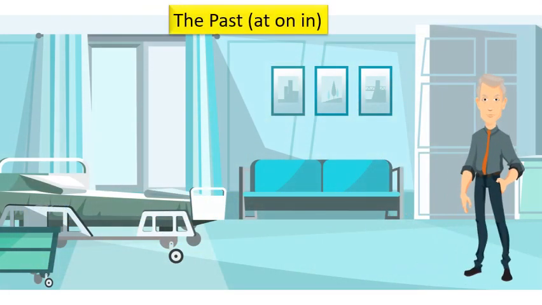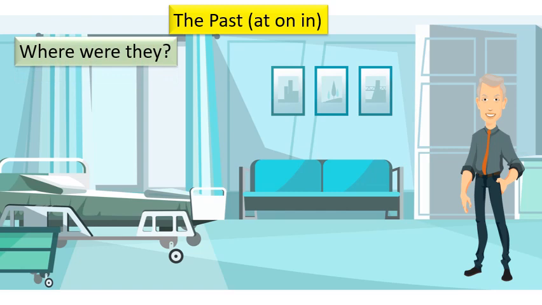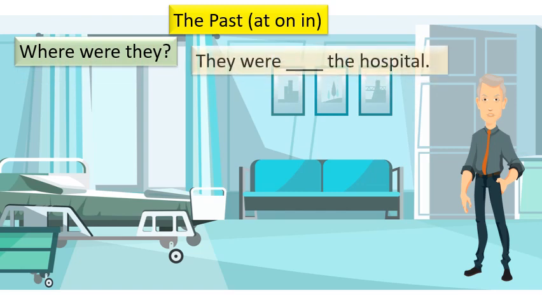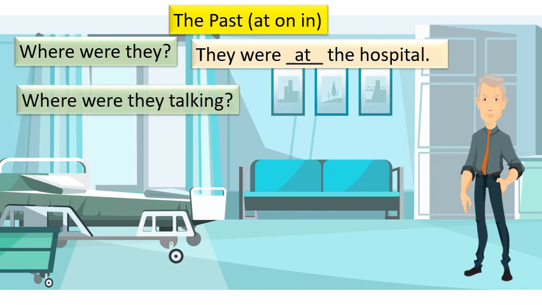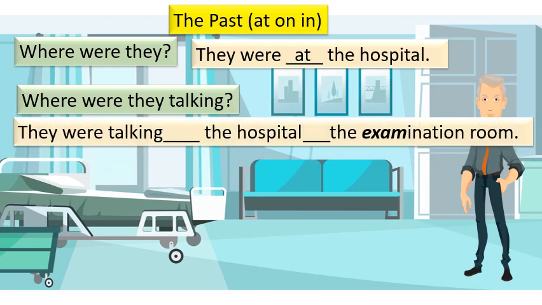The past. At, on, and in. Where were they? The preposition of place. They were at the hospital. Where were they talking? They were talking at the hospital in the examination room.